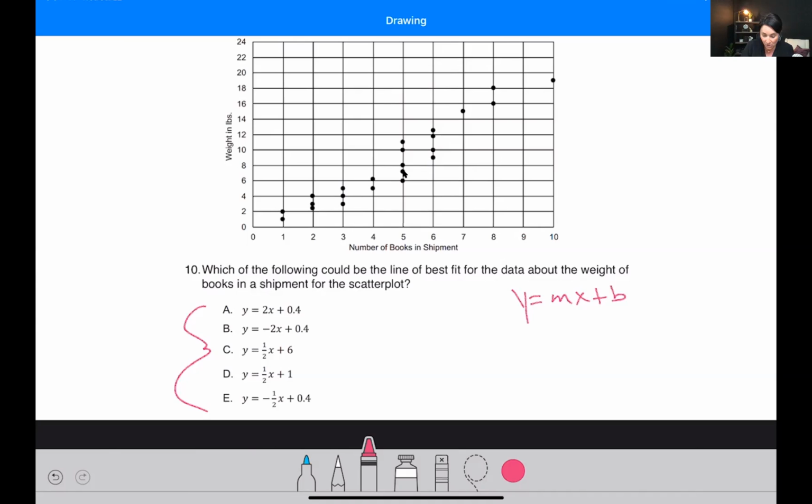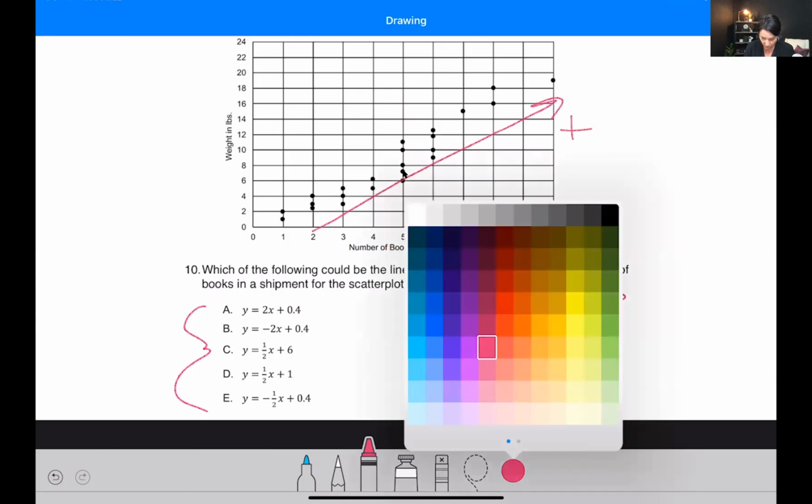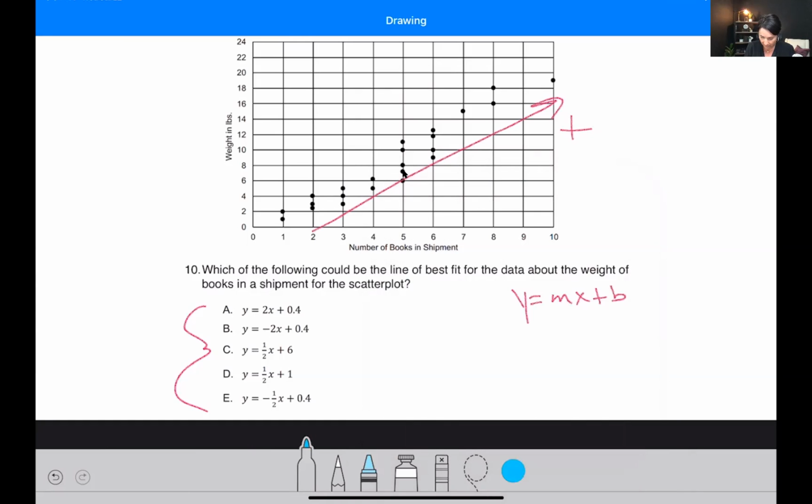That line is going up. So this is a positive slope. So what can I do? Well, one thing you want to pay attention to, and let me just change to my pen, because slope is this right here, m. It's what is attached to the x, and it's usually in a fraction form. So in this case, my slope is 2 for A, -2 for B, 1/2 for C, 1/2 for D, and -1/2 for E.